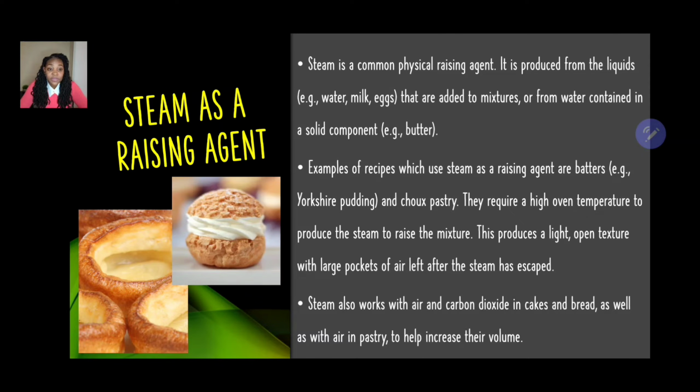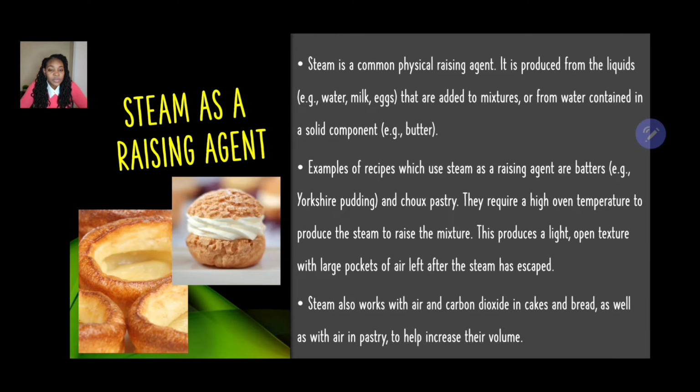Examples of recipes which use steam as a raising agent are batters, such as Yorkshire pudding and choux pastry, right? They require a high oven temperature to produce the steam to raise the mixture. This produces a light open texture with large pockets of air after the steam has escaped. Steam also works with air and carbon dioxide in cakes and bread, as well as with air in pastry, to help increase their volume, right?